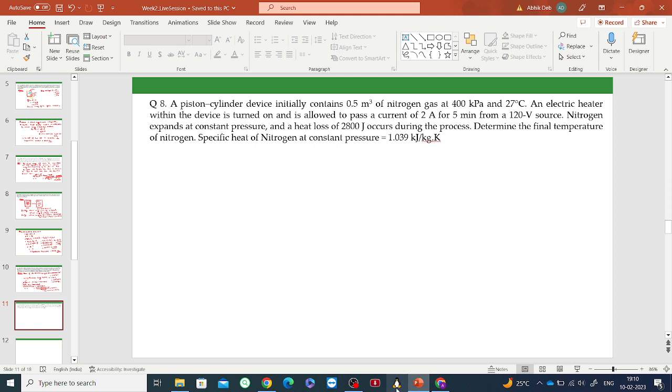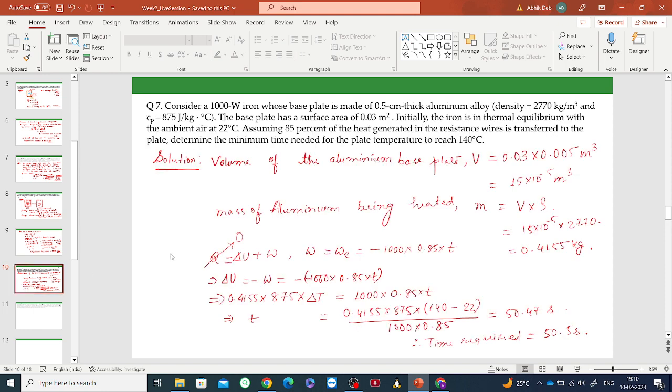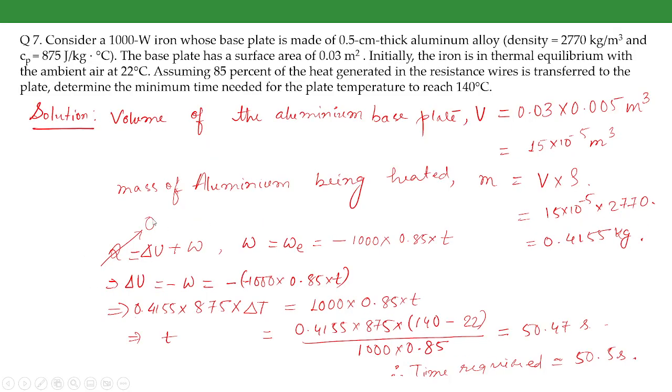Excuse me, sir. Yes. So that means, sir, we are making an assumption that whatever heat we are supplying to the base plate, within these 50 seconds no amount of energy is being lost from the base plate. Yes, that is what I said, right? We are assuming that no heat is being lost from the base plate during that time.